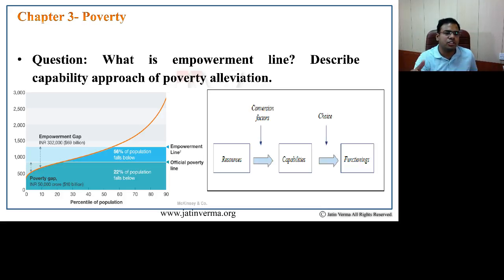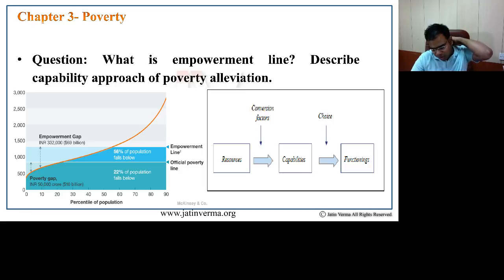Basically, the question says: what is the empowerment line? Describe the capability approach to poverty alleviation. Here again, I have used certain graphs, and I would suggest that for searching for graphs, whenever you encounter a topic, just go to Google, type the topic name, and go to the image section. Any simple graph which you feel explains the concept very well could be utilized for the topic that we are discussing.